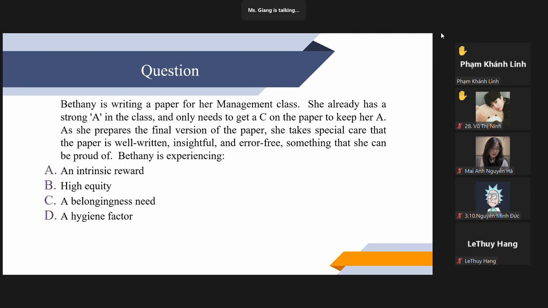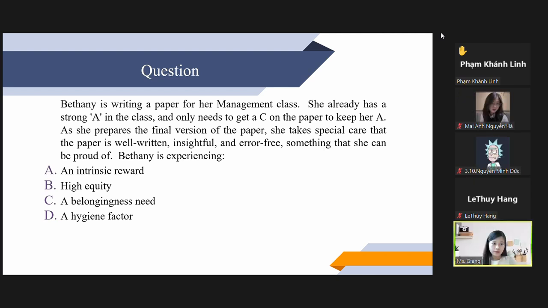Can you explain your choice? Because she takes special care that the paper is well written, insightful, and error-free, something that she can be proud of. So I suppose that, because she just wants to have the feeling of being proud of herself. So it is the intrinsic reward, because it is the reward that she gives to herself. Okay, the correct answer is A.